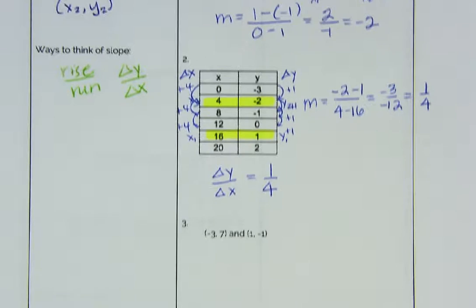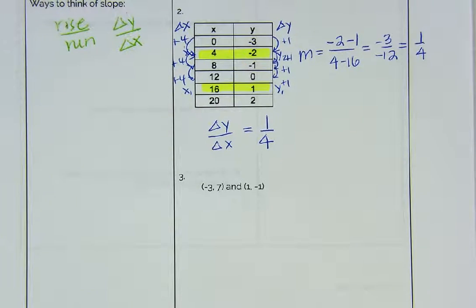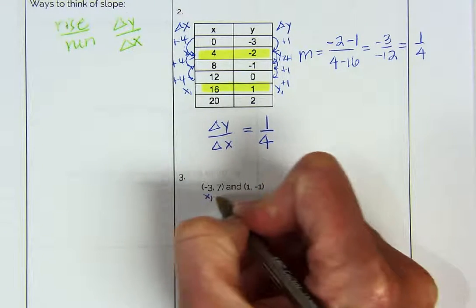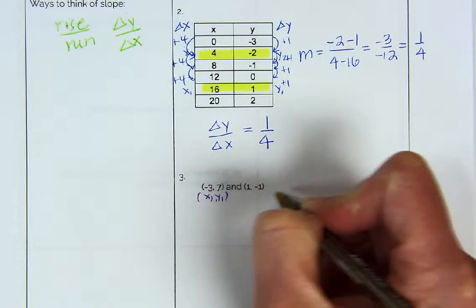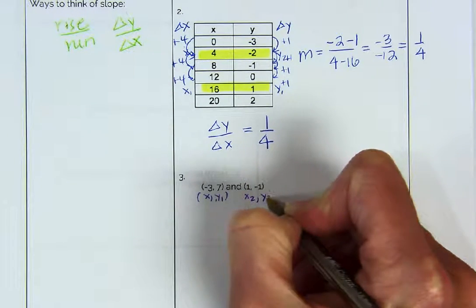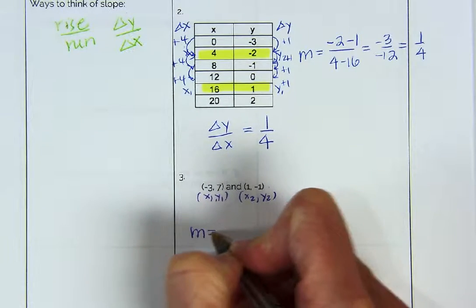And then the last example for slope, using the slope formula, is when you are given 2 points. Since I see this point, I'm going to call this x1 and y1, and I'm going to call these points x2 and y2. Obviously, you could do it any way you want.